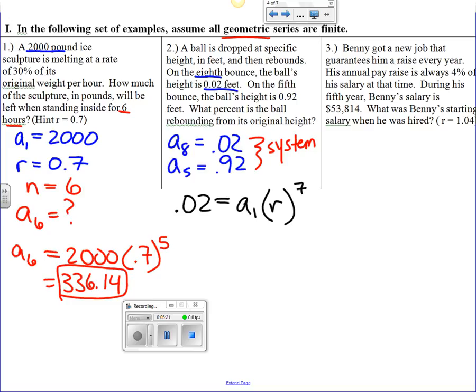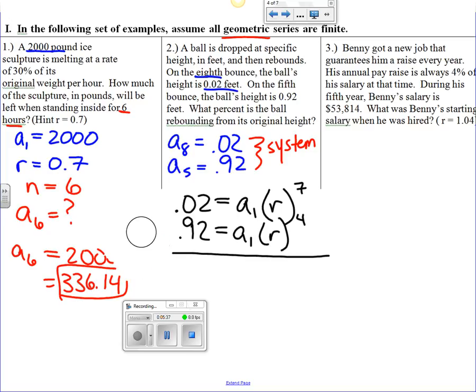Kendra, try setting up the bottom equation. Good. Okay. And guys, I know it's a lot to keep straight, but I also know that you're capable of doing it. When there's an R involved, I'm not going to subtract. What am I going to do? I'm going to divide. So I need to divide my big numbers. 0.02 divided by 0.92. Anybody that gives you a decimal?